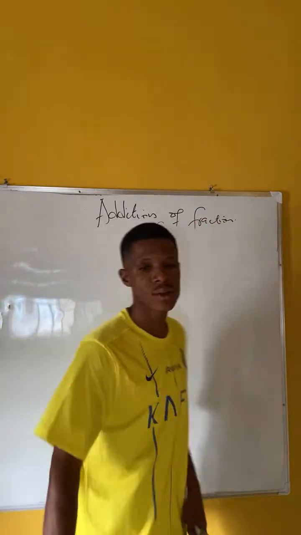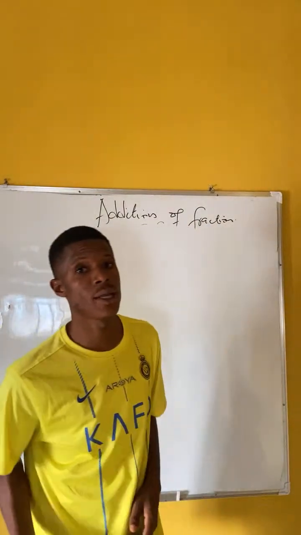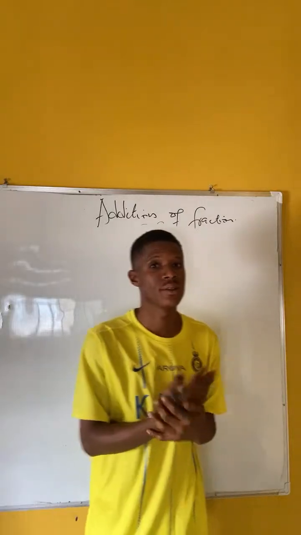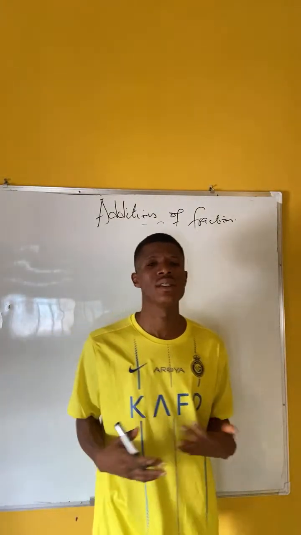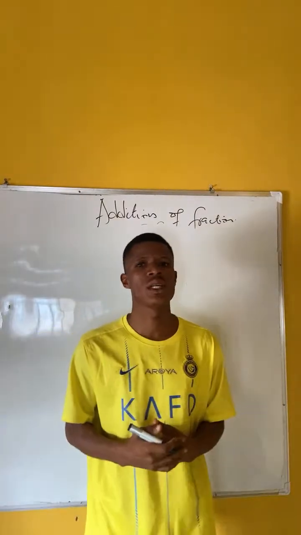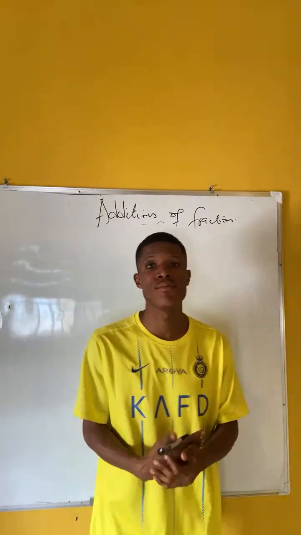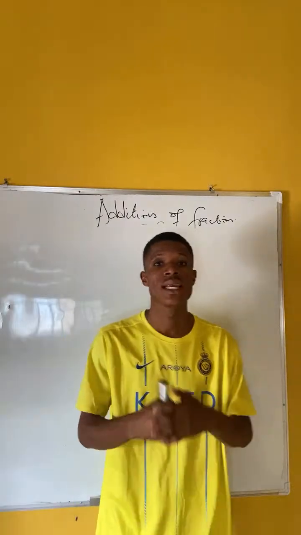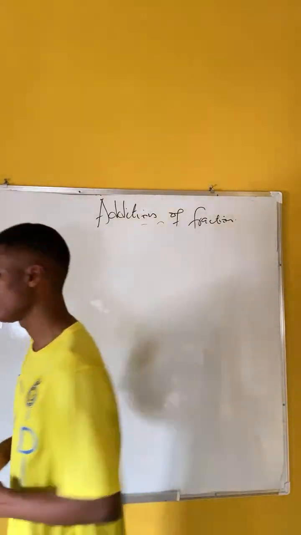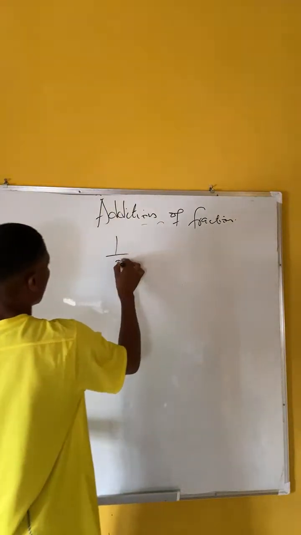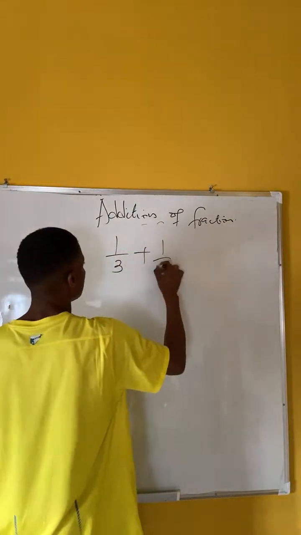Okay, let's look at a situation where we try to add fractions together, but the two fractions have different denominators. What approach are we going to use? What is the best method that can help us get the answer? That is what we look at now. Start with a simple one: 1 over 3 plus 1 over 2.